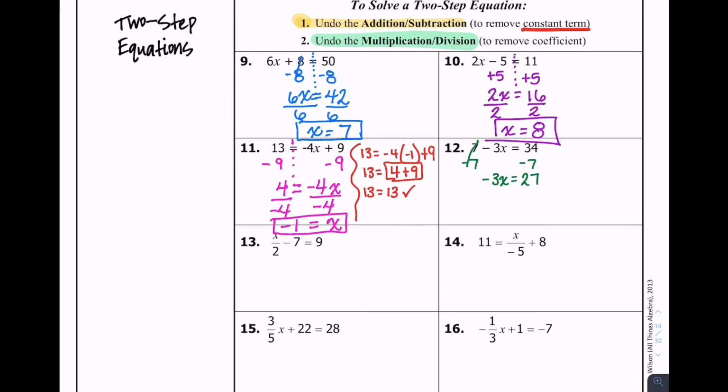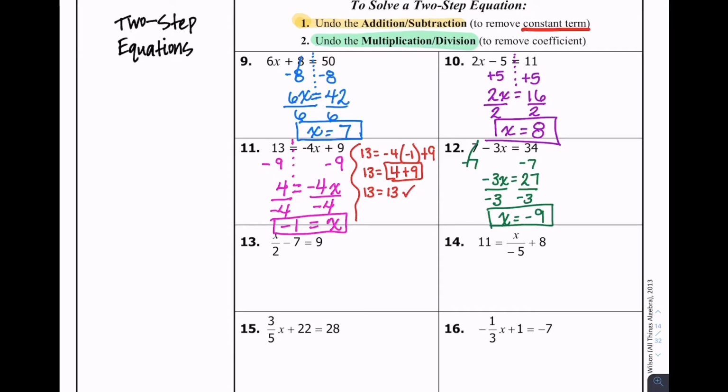Now I have to undo the multiplication with division. I'm looking here. I am multiplying by a negative 3, so I must divide by a negative 3. When I divide, I get x equals negative 9.